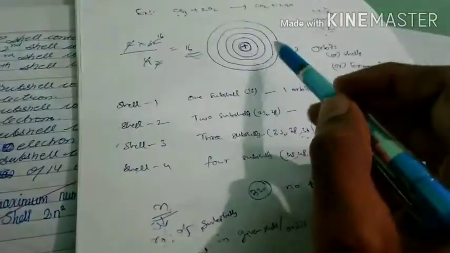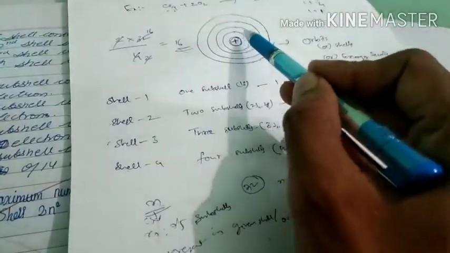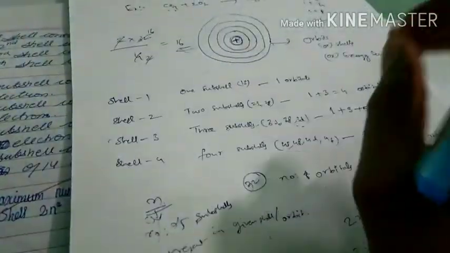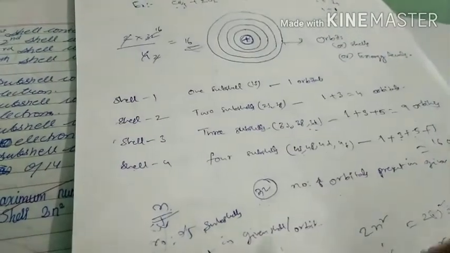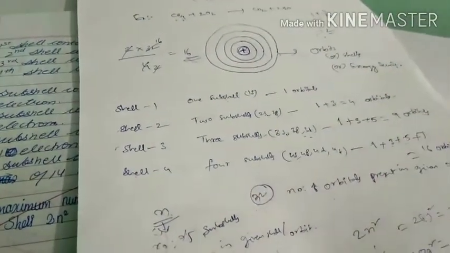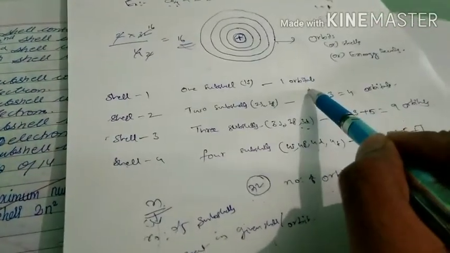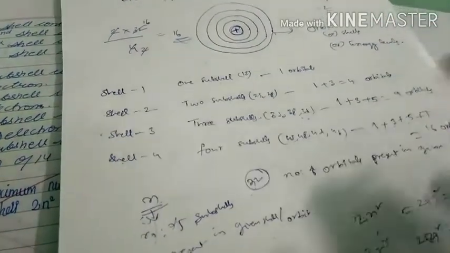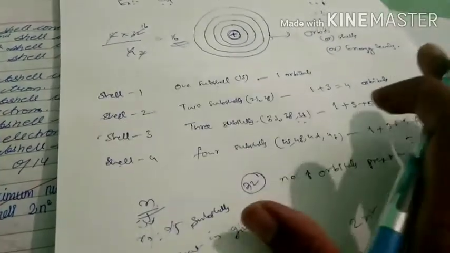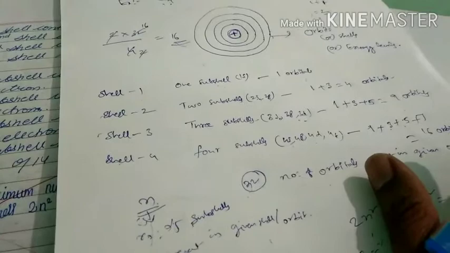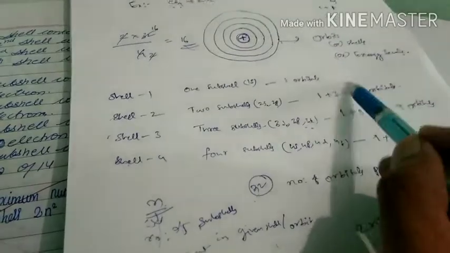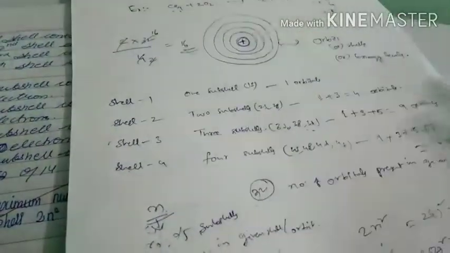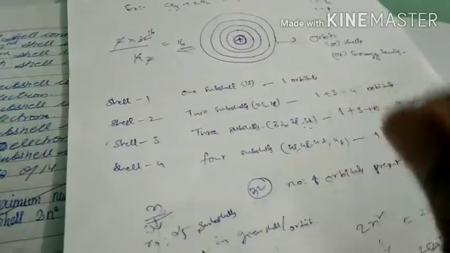So what you have to understand here, this is an atom. Atom contains a nucleus. Around the nucleus shells are present. That is the first point. Second point, shells contain subshells. Next point, subshells contain orbitals. Last point, orbitals contain electrons. We cannot draw subshells, orbitals, electrons in this structure because that is a three-dimensional structure.